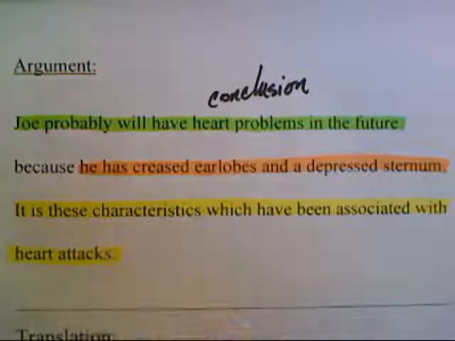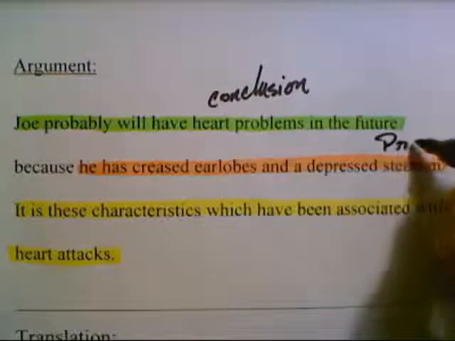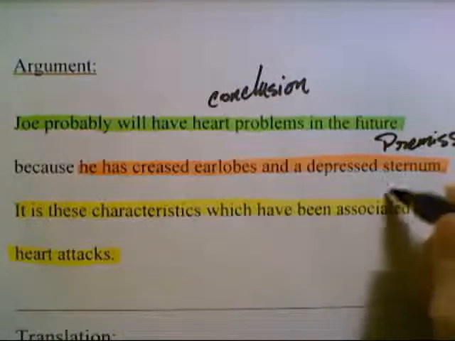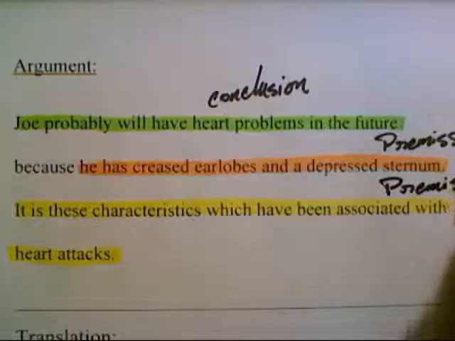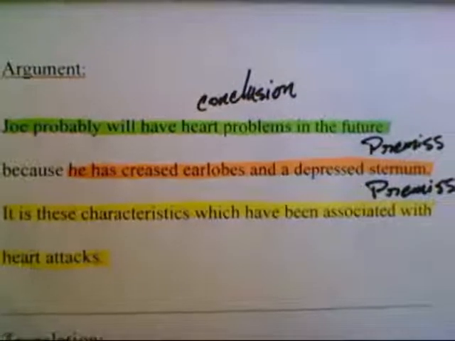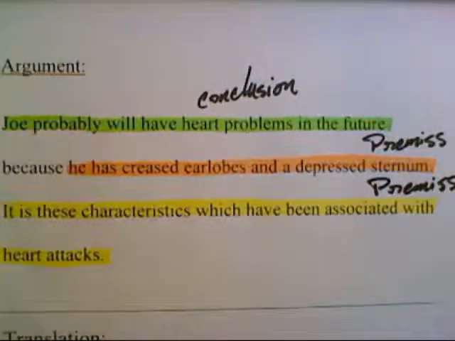Here's another piece of information. It is these characteristics which have been associated with heart attacks. These are what we call the premises. Now these things together are actually what tell us about that argument. So when you actually translate this, you're going to pull out all that information and put it into a standardized form. Before we do that, I'm going to talk a little bit about standardizing some of the terms.